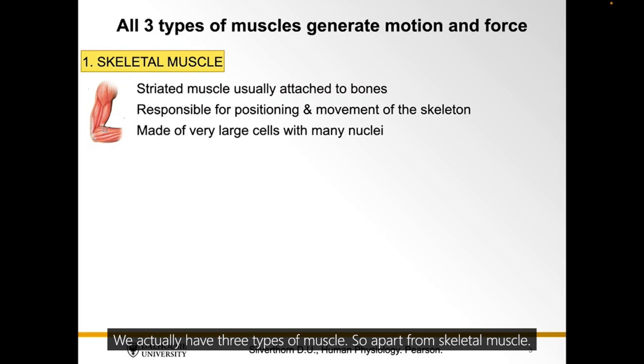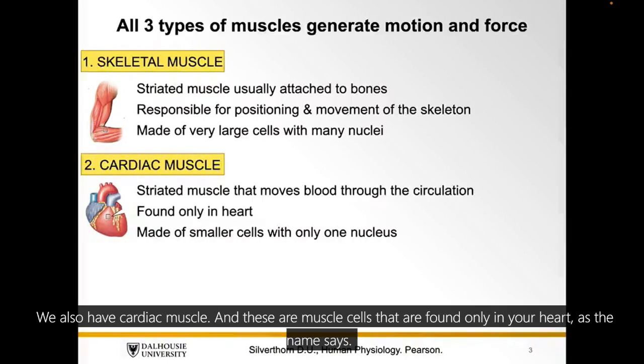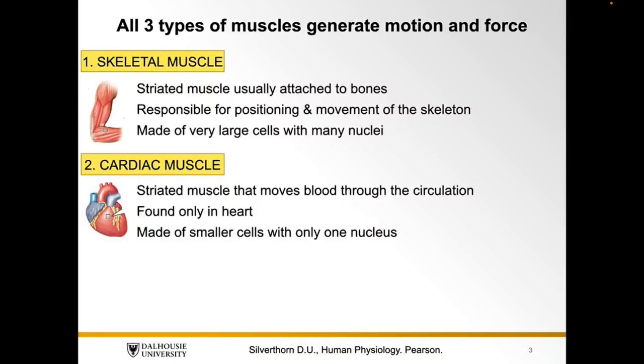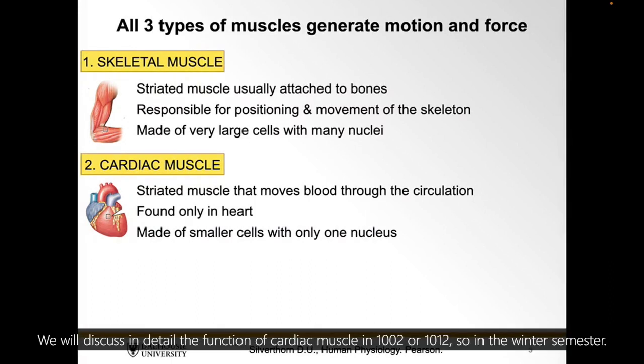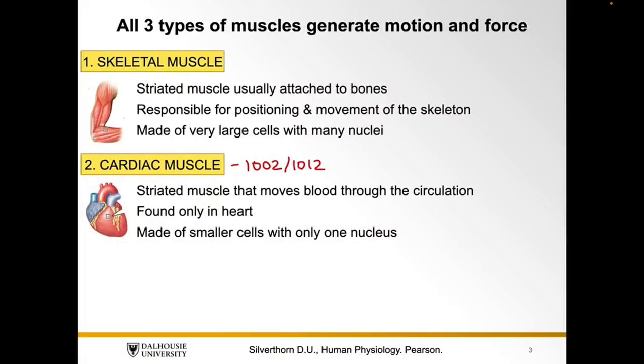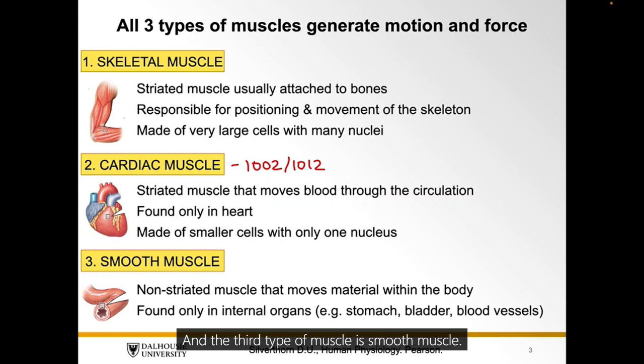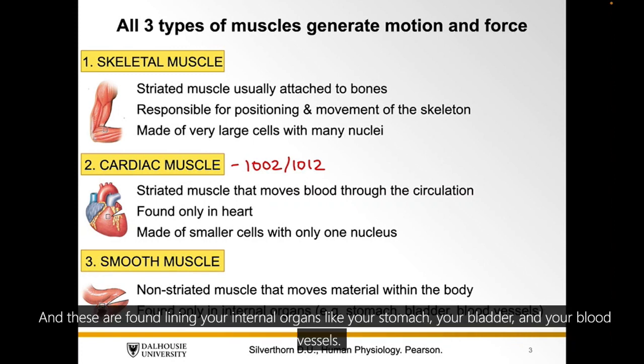So apart from skeletal muscle, we also have cardiac muscle. And these are muscle cells that are found only in your heart, as the name says, and their function is to move blood through the circulation. We will discuss in detail the function of cardiac muscle in 1002 or 1012, so in the winter semester. And the third type of muscle is smooth muscle. And these are found lining your internal organs, like your stomach, your bladder, and your blood vessels.